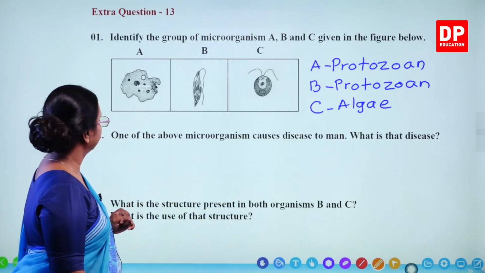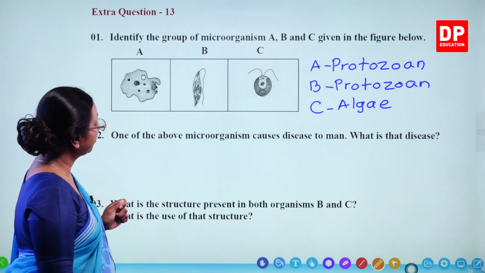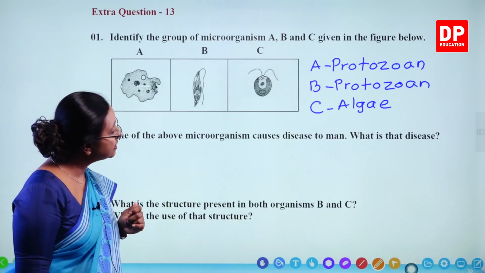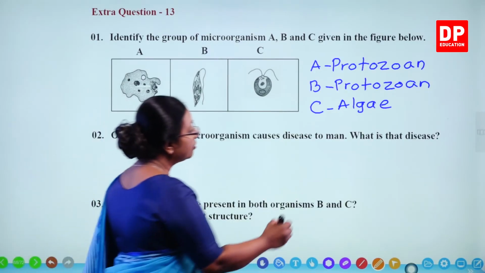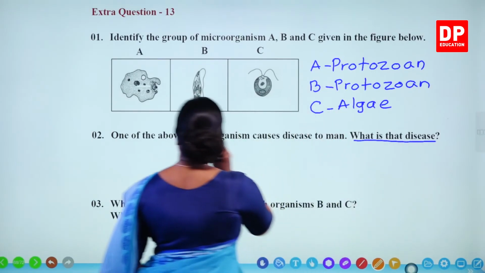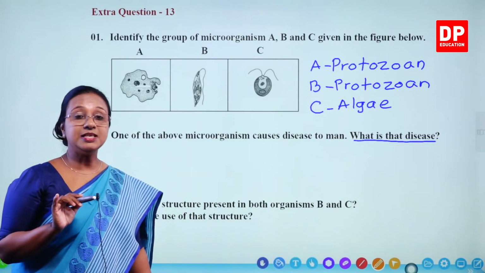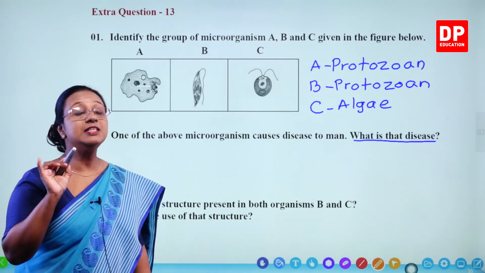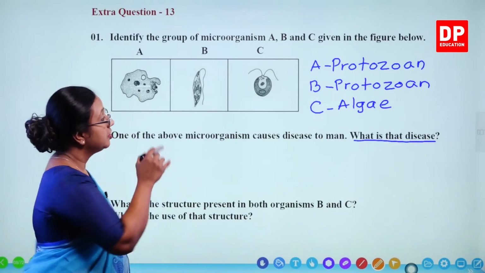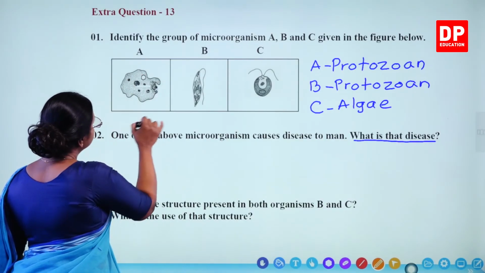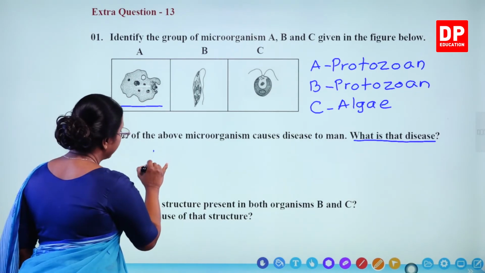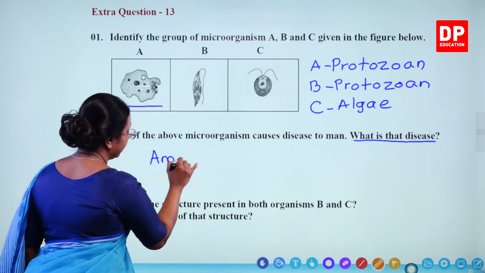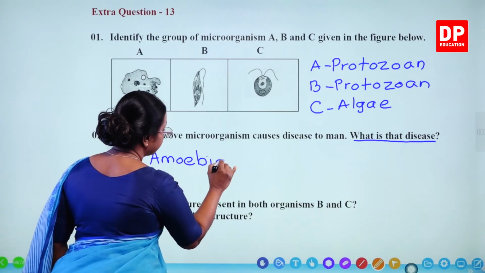Then the next one. One of the above microorganism causes disease to man. What is the disease? So here look at the question. One organism causes disease and they have asked the disease only, not the organism. So from this you know this is amoeba, this causes amoebiasis. So that is what you have to write here, amoebiasis.